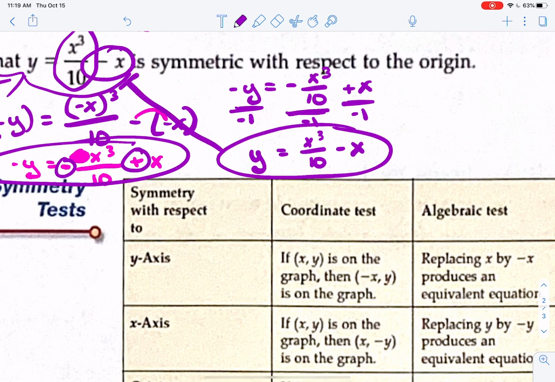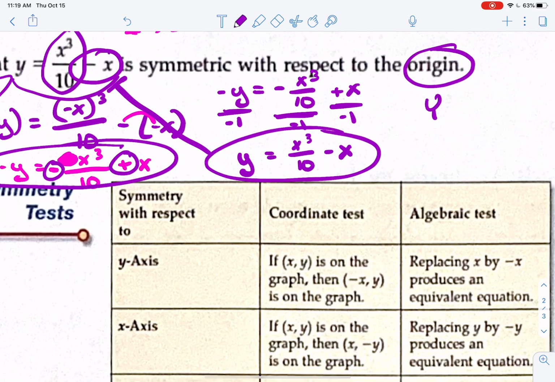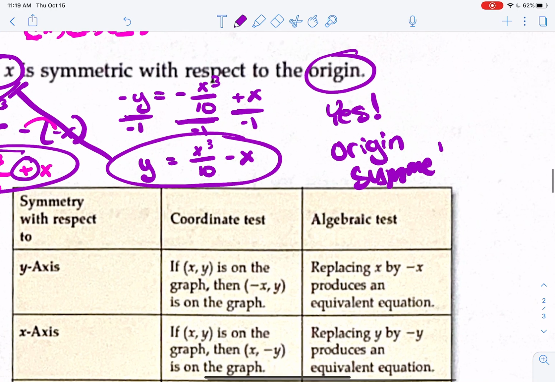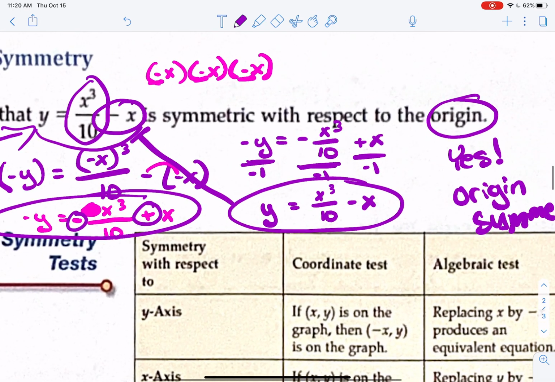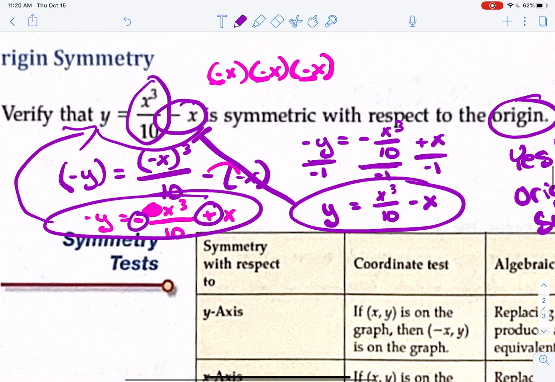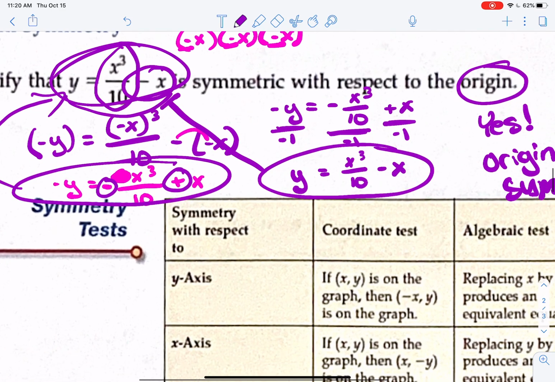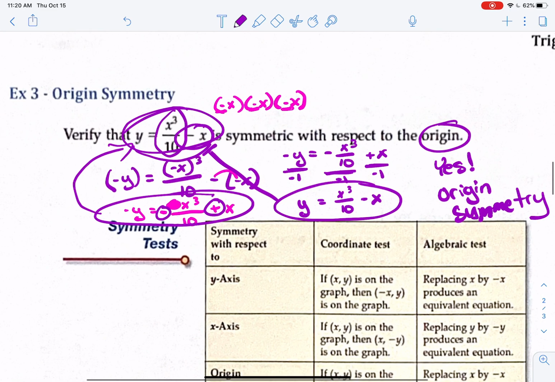Is that the same as the original? Yes, you betcha. So he is symmetric with respect to the origin. Yes, origin symmetry. He does have origin symmetry, so that's awesome. So sometimes it's kind of tricky when you do origin symmetry, because if it flips everything to be the negative of what the original was, you can just divide by a negative and it will turn it back to positive, okay? So that's one little trick with origin symmetry that doesn't usually occur with the other two, okay?